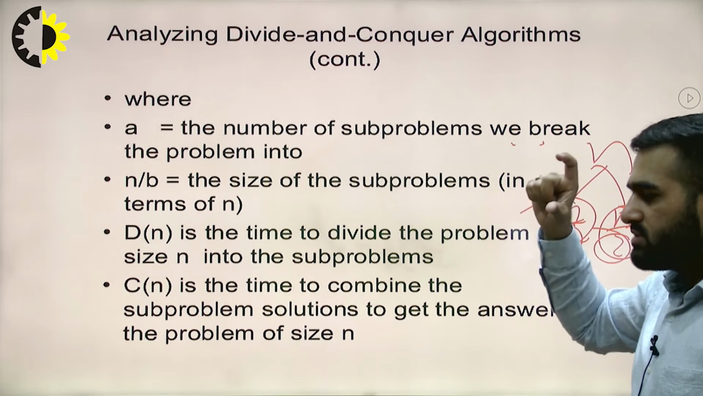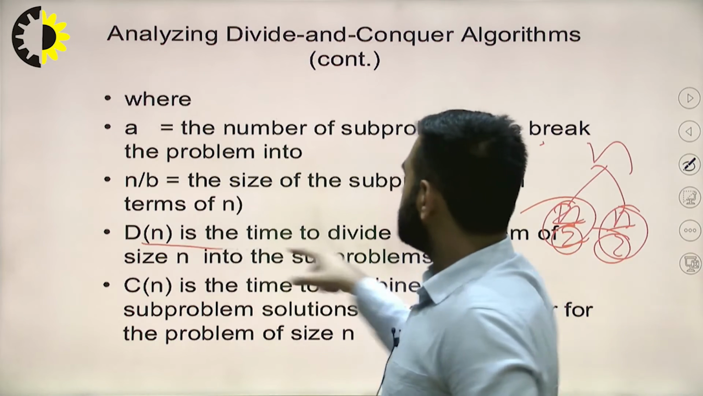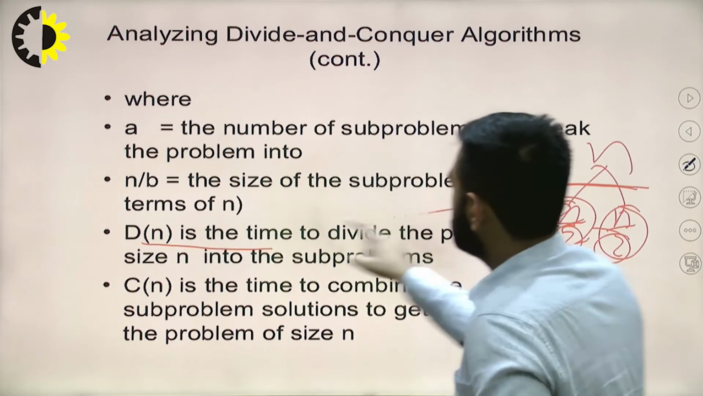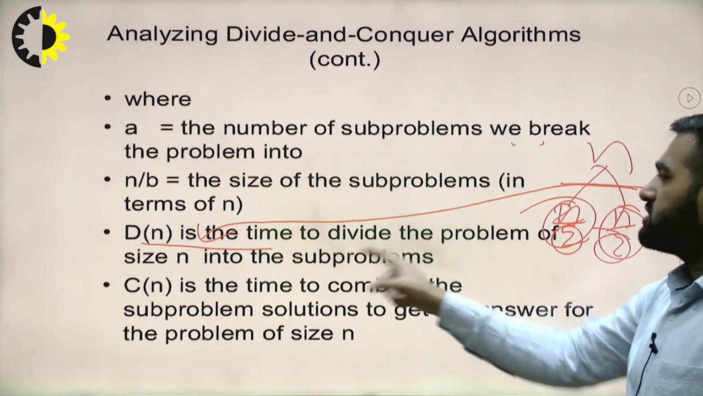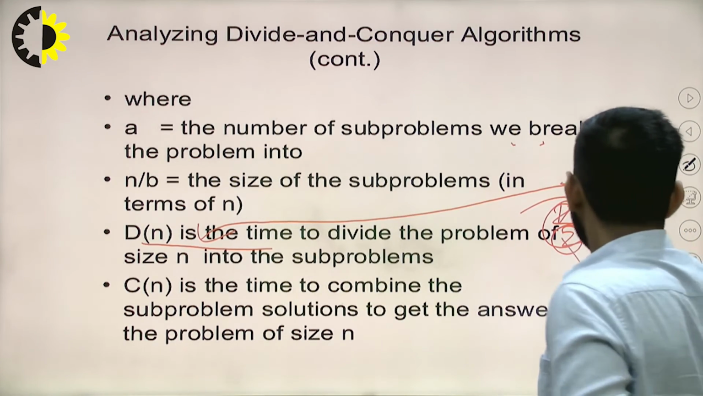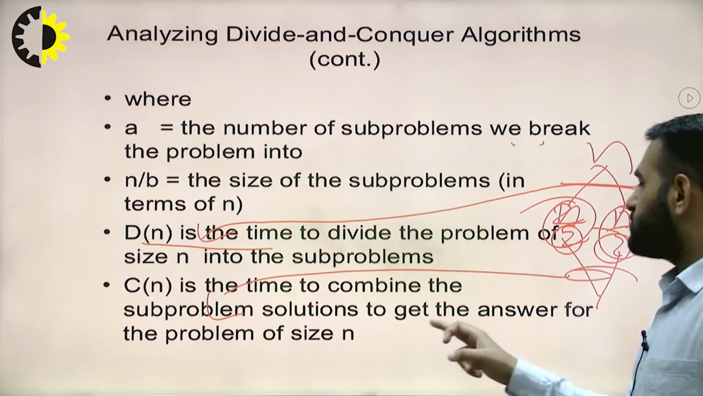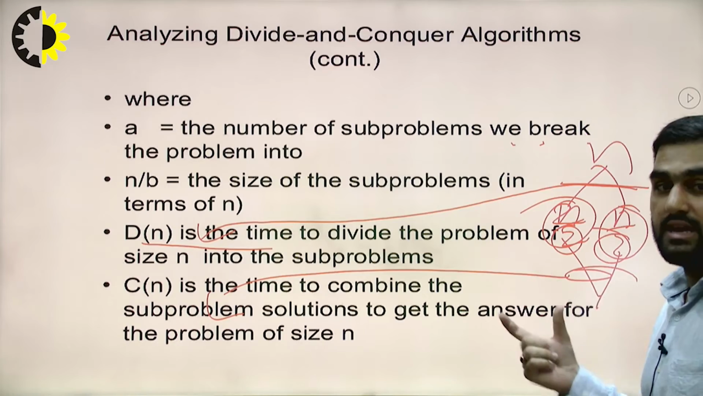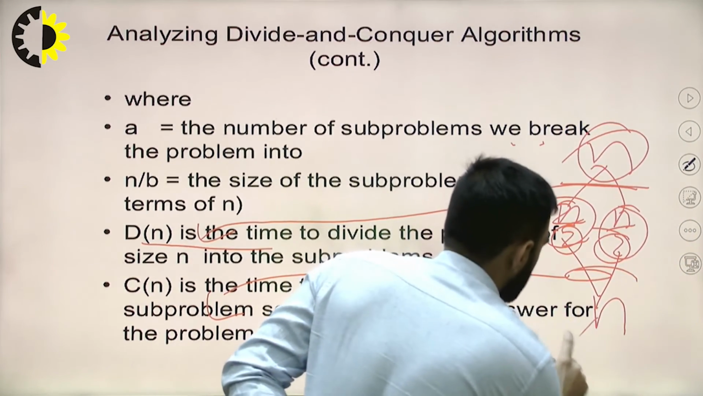हम हर प्रॉब्लम जिसमें डिवाइड कर रहे हैं उसका साइज क्या जा रहा है, राइट? D(n), this is the divide time. D(n) is the time to divide the problem of size n into subproblems. C(n), this is the combine time, the time to combine the subproblem solutions to get the answer of problem size n. Here we will get the solution of this problem.